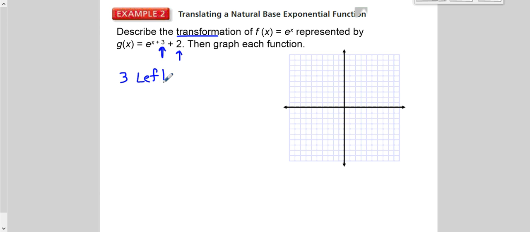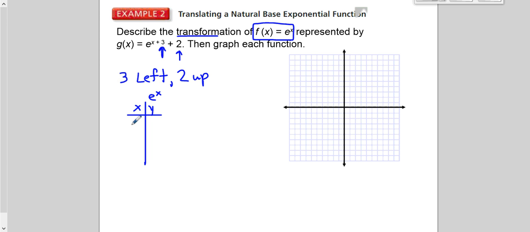It's going to go 3 units left. And what does a plus 2 on the end do? That's going to make it go up. So 2 units up. So what we need is a picture of what this looks like. E to the x. Let's just do our e to the x.